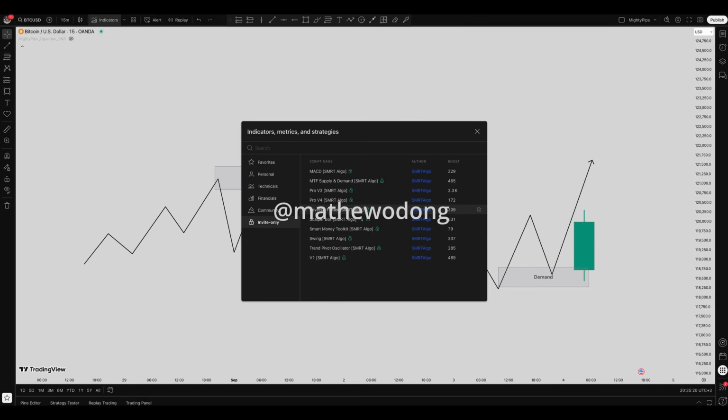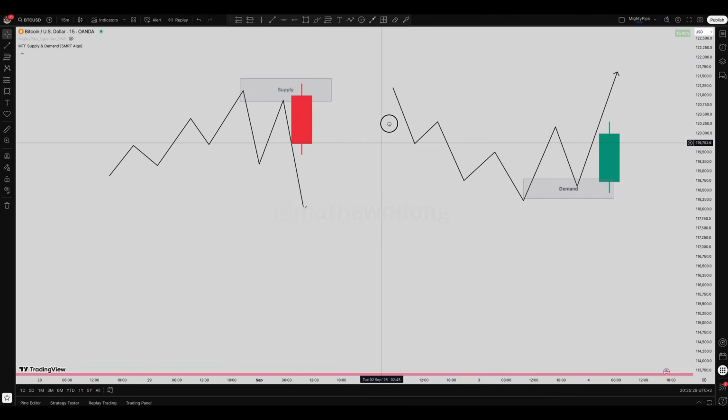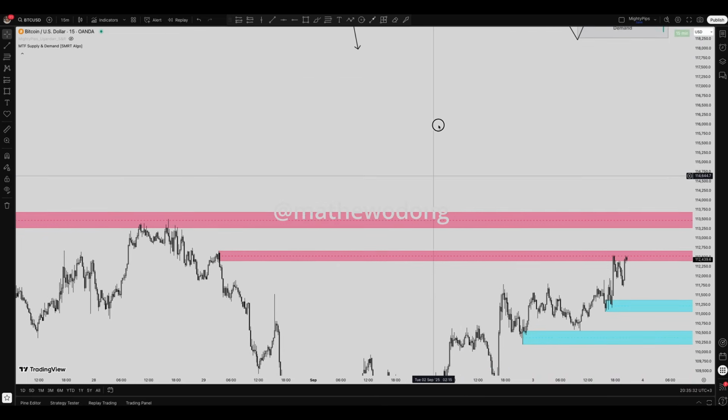Just come here and then you look for supply and demand, this one here by Smart Algo. This is a paid premium indicator. When you put it on your chart, it will drop those levels for you automatically on your chart.